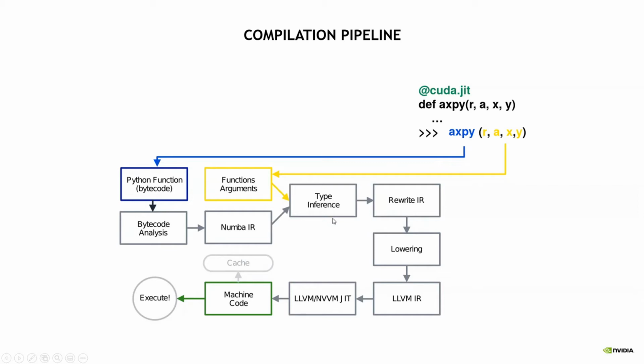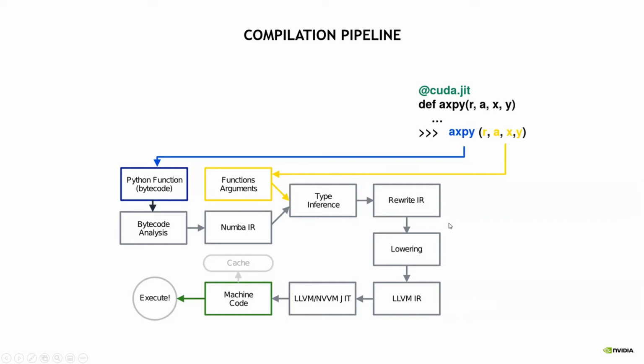The purpose of type inference is to figure out what the type of every variable and value and intermediate expression in the function is going to be. And to start that process off, it's going to use the arguments to the function. So if it's called with r, a, x, and y, it takes the function arguments and looks at what the types are, and that goes into type inference. We'll have another look at type inference in a few minutes, but for now, we'll just assume that the type inference stage has figured out what the types of everything is.